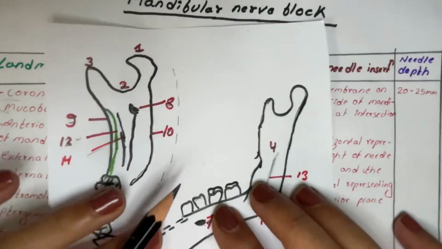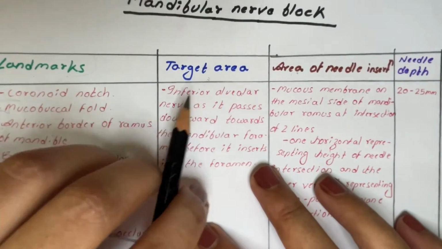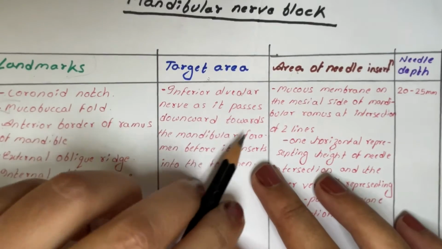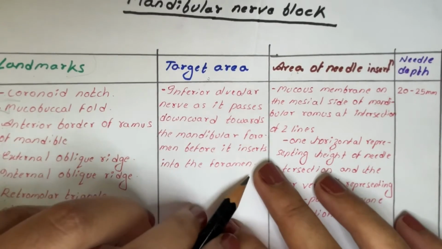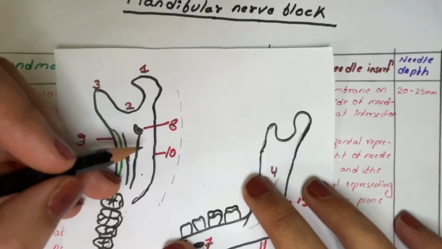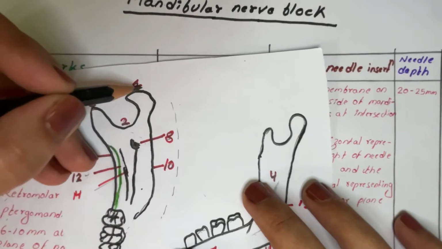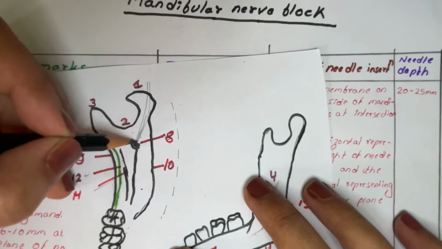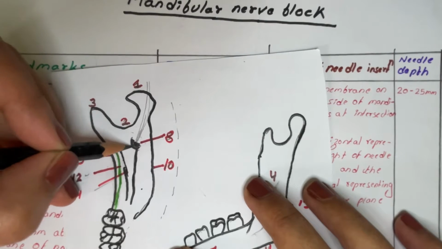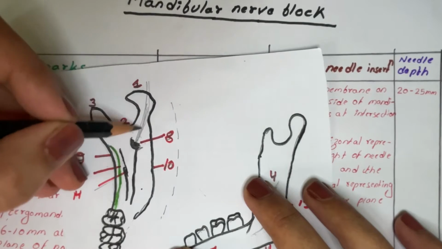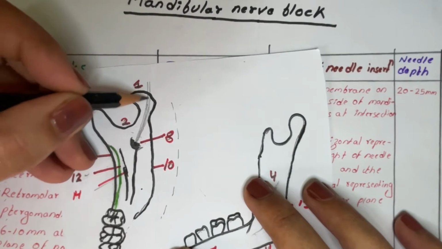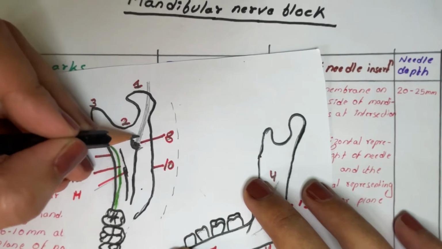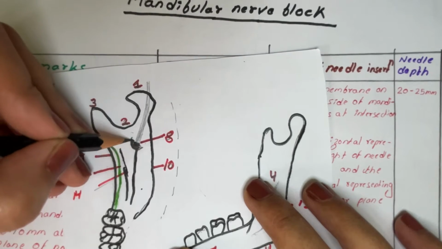Now let us talk about the target area. In target area, the inferior alveolar nerve passes downward toward the mandibular foramen before it enters the foramen, and the target area is here. From here the inferior alveolar nerve passes, and this is the mandibular foramen. The target area of the inferior alveolar nerve block is before the insertion of the inferior alveolar nerve into the mandibular foramen.